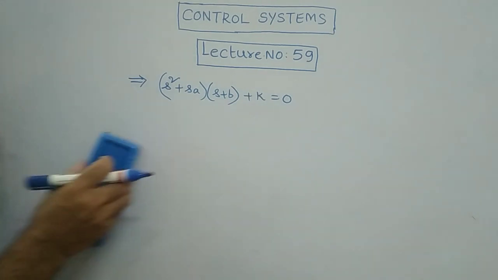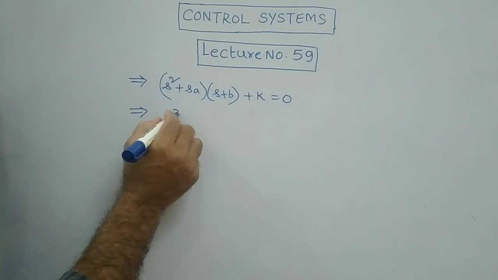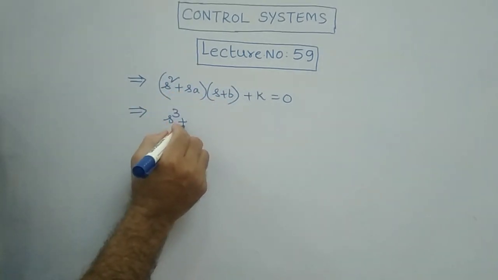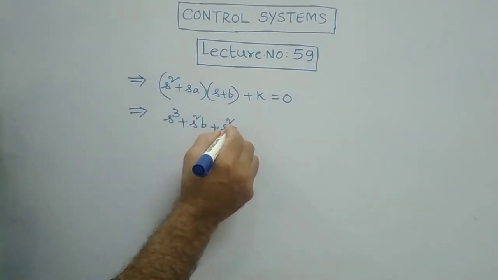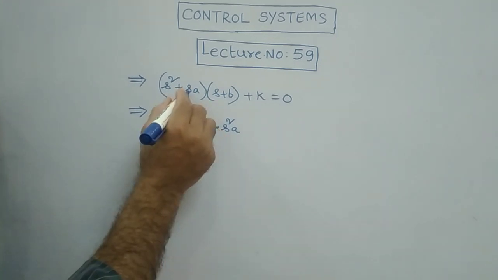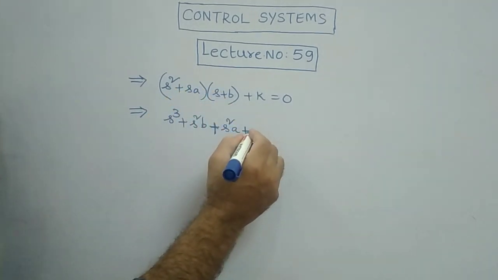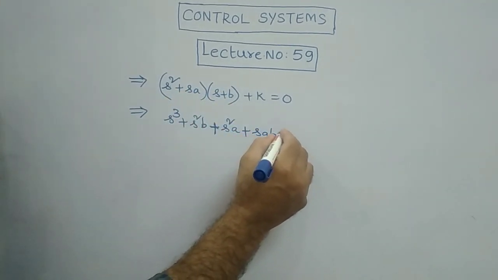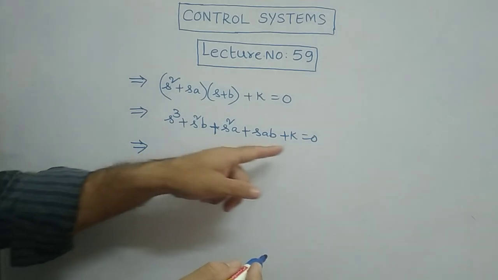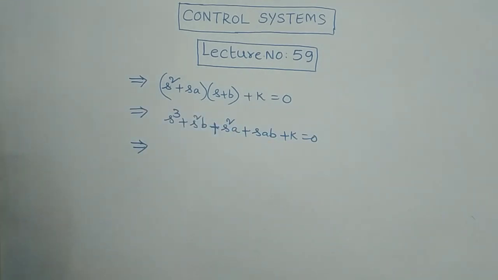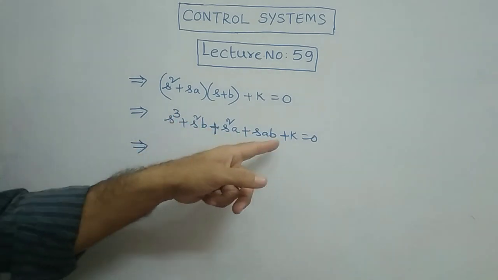Now simplify this a little further. This can be given as S square into S, which is S cube, S square into B, which is S square B, plus SA into S, which is S square A, plus SA into B, which is S AB, plus K. Observe this expression: what is the highest order? Order 3. It is a third order equation.